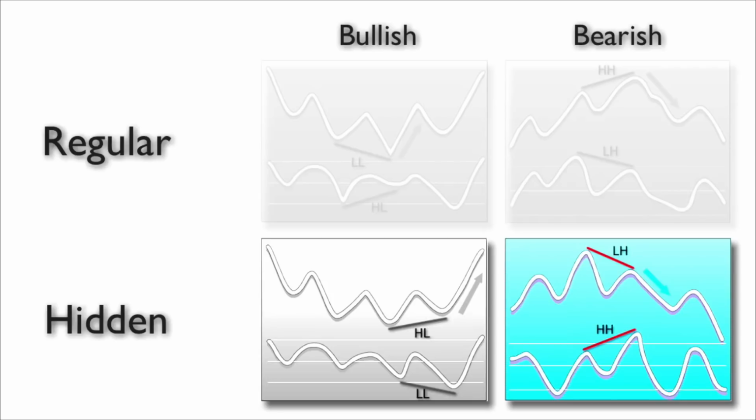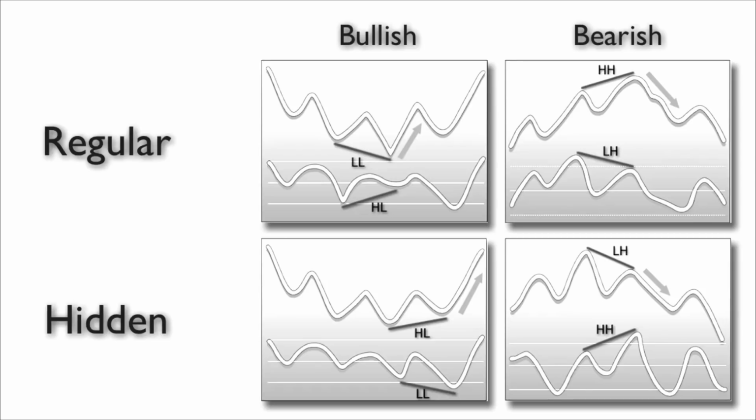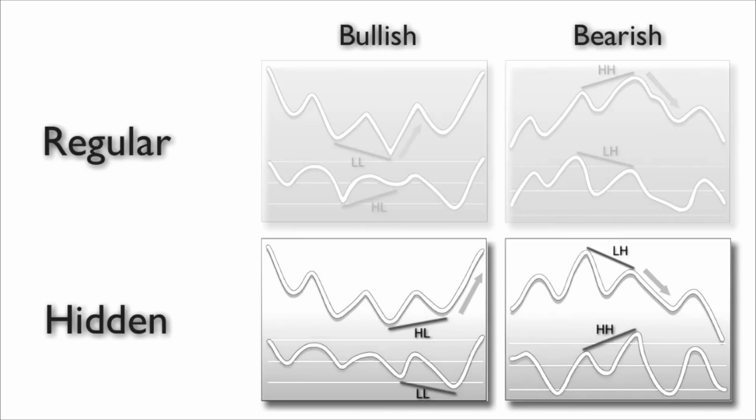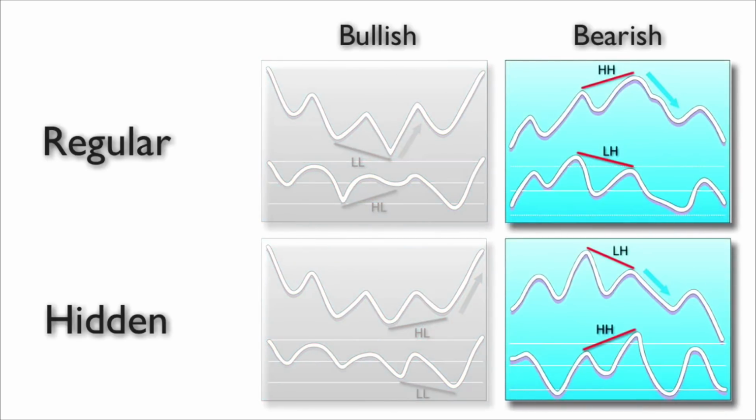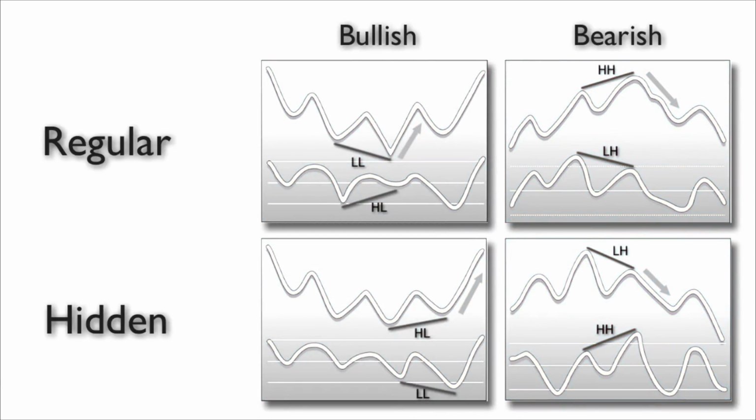So to wrap it up, there are two types of divergences, regular and hidden, and they have bullish and bearish subtypes. Now, I know that this is a lot to digest, and it may be a while before you can differentiate between regular and hidden divergences without some sort of aid. So in the meantime, I suggest you create a cheat sheet.